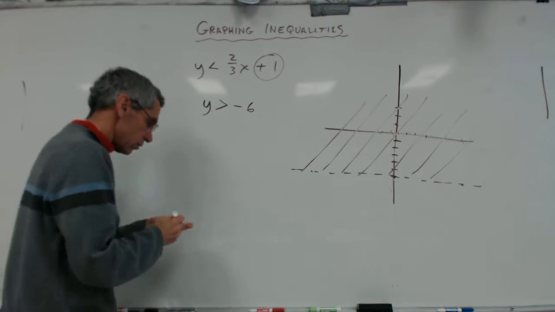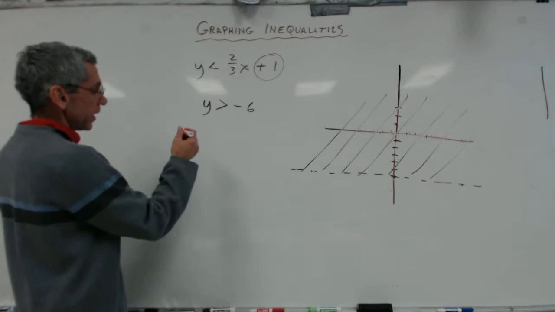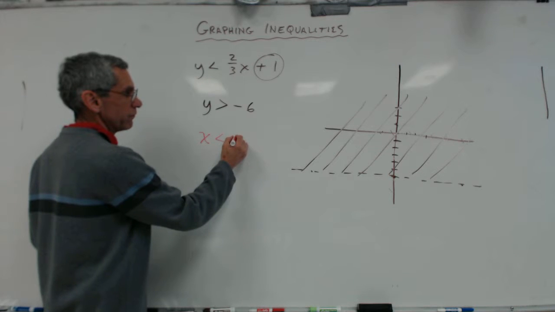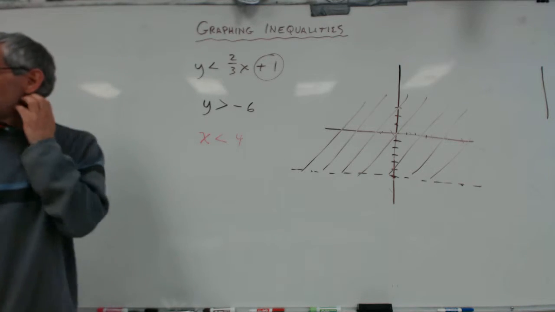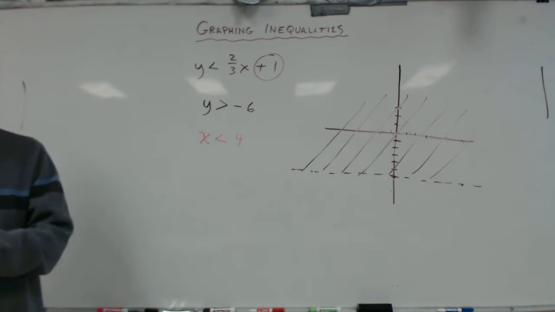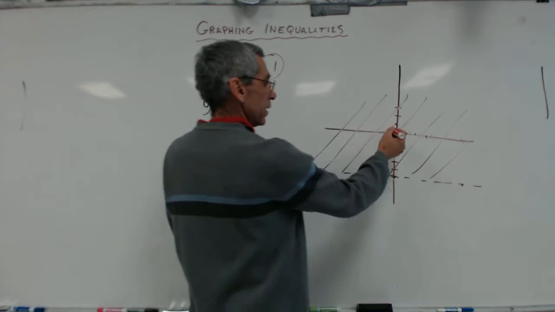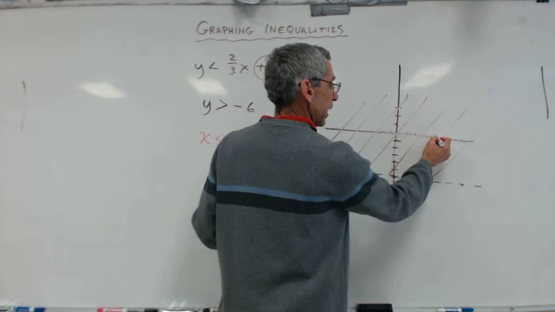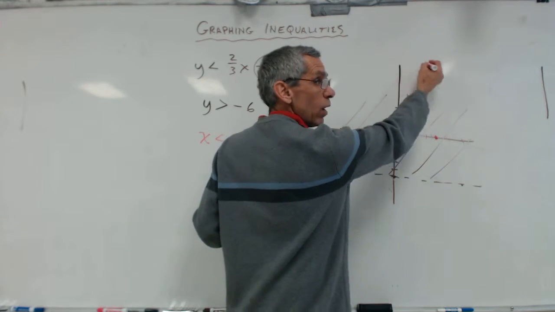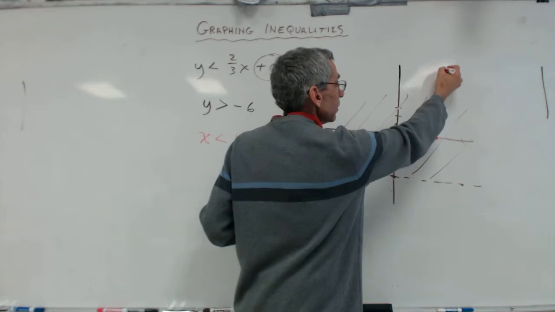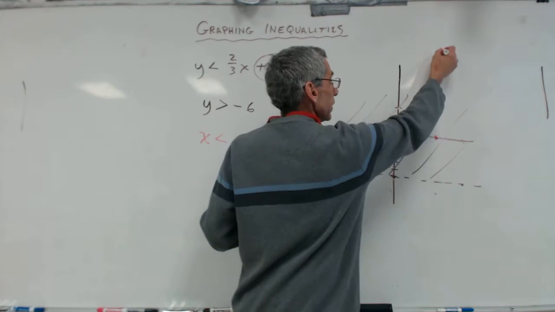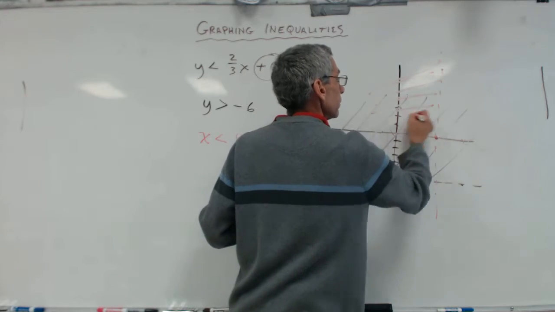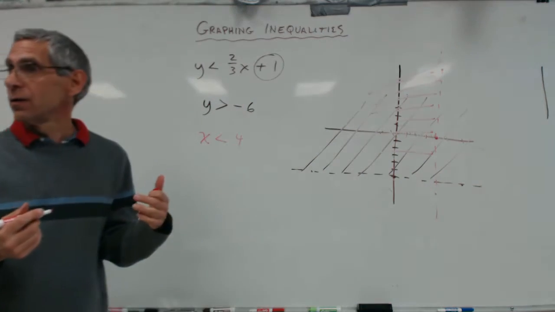What if I said, I'll use a different color, what if I said this: x is less than 4. How would I do that? X is less than 4. I go 1, 2, 3, 4, put a dot. X is less than 4. Even up here, no matter what y is, x is still 4. So it's going to be a dashed vertical line, and it's going to go this way, right? Got to be less than that. Simple.